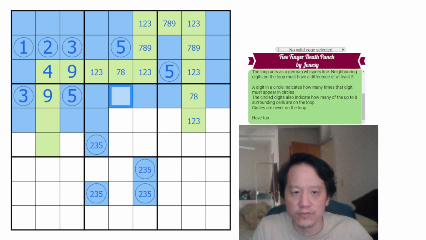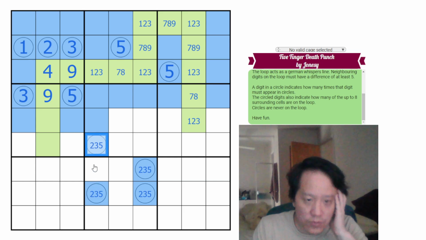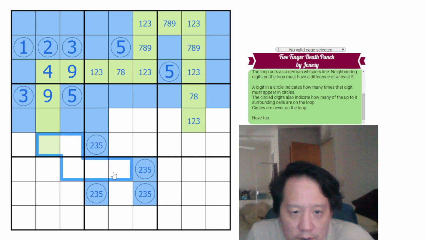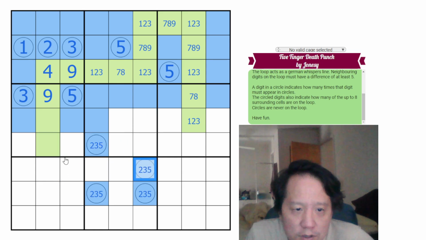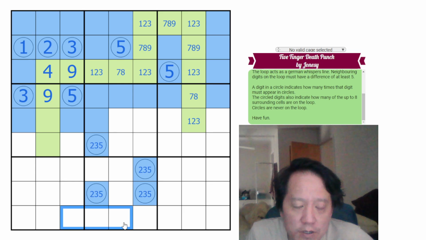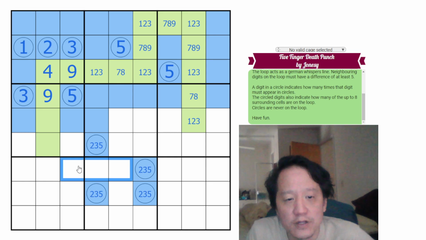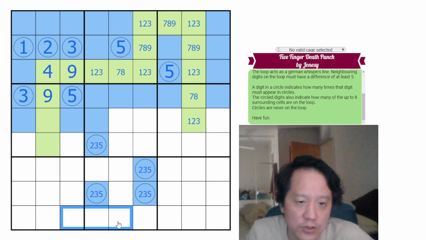So this can't be part of the loop. We don't know about this. Okay, so these. I guess it could enter here. Where does the snake enter? So it's either this way or it's this way, right? Either way, this has to be 3. So if the snake has to go here, the loop, sorry, I don't know why I say snake. The loop has to enter here or it has to enter here to loop back.